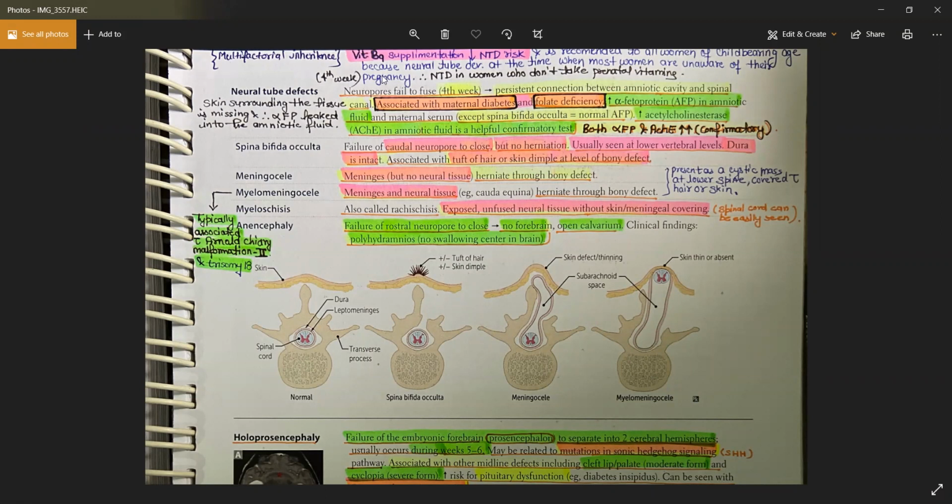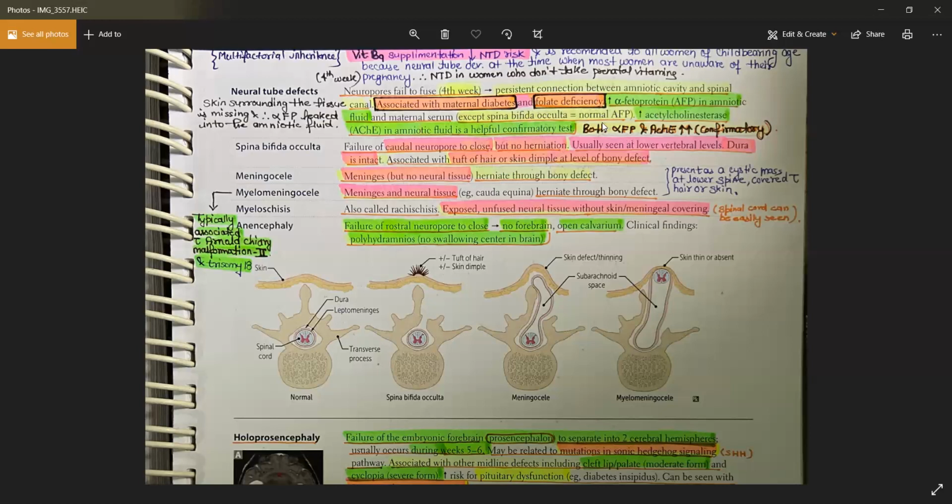Because of the failure of closure of the neuropore, you will have a persistent connection between the amniotic cavity and the spinal canal. You have this spinal canal, and around it you have the amniotic cavity. When the neural folds do not close, the spinal canal will be in close contact with the amniotic fluid, and as a result, many markers will be secreted into the amniotic fluid. By measuring the levels of these markers, you can easily say whether the patient has a neural tube defect or not, and that includes alpha fetoprotein and acetylcholinesterase.